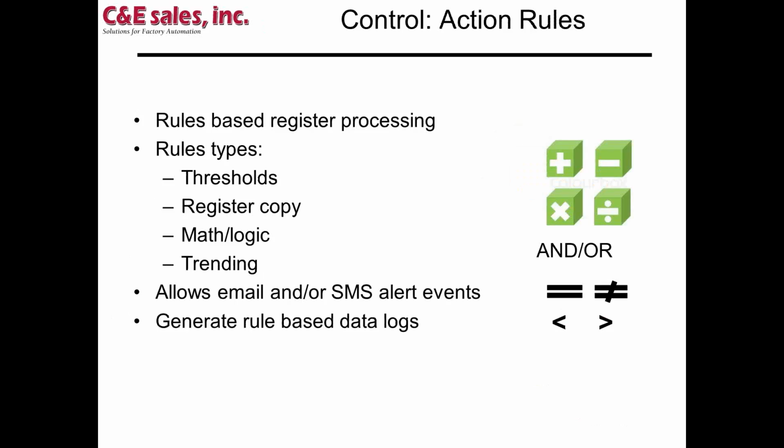Some of the control action rules: there are some thresholds. Again, if it's above a certain level or at a certain level or below a certain level, do this. You can copy registers. There are some math functions: add, subtract, multiply, divide, average, some trending. Again, it allows emails and/or SMS events based on threshold conditions to send an alert or a warning to somebody. And then you can generate rule-based data logs. Again, there's an SD card built into this, so you can log to that SD card on events or on certain thresholds.